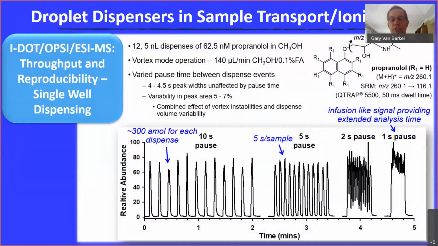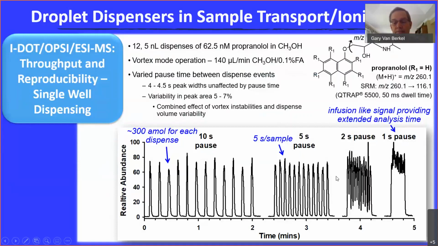And so this is just one particular result. So we're using this particular analyte at nanomolar concentrations. We're dispensing 5 nanoliter droplets, one at a time. In each case, we're looking at 12 repetitions. So we're in this vortex mode of operation. And you can see we're varying the time between the droplet dispense. So the droplet's coming out of the same well. Here it's a 10-second pause between each, 5 seconds, 2 seconds, and 1.